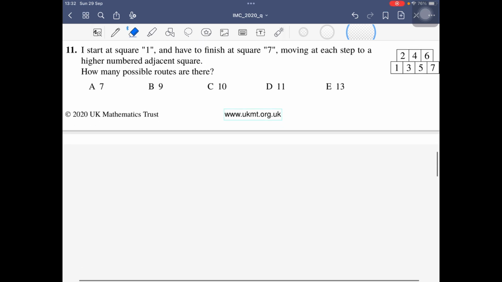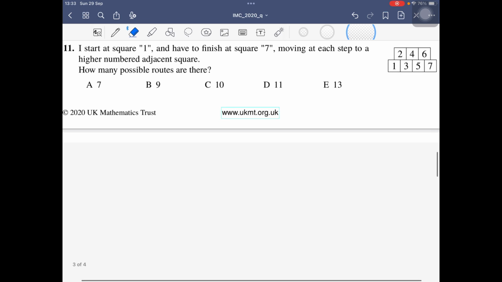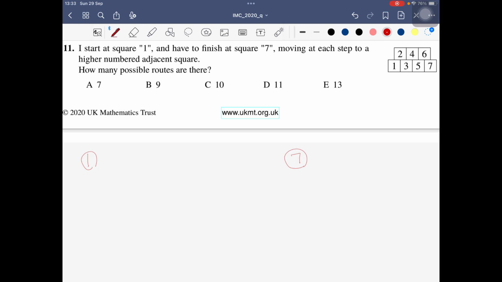So number 11: start at 1 to finish at 7. So we go from 1 to 7. On the way, we need to move to a higher number, the adjacent square. So from 1 to 2 or 3, and to 7 from 5 or 6. So this is a better idea.